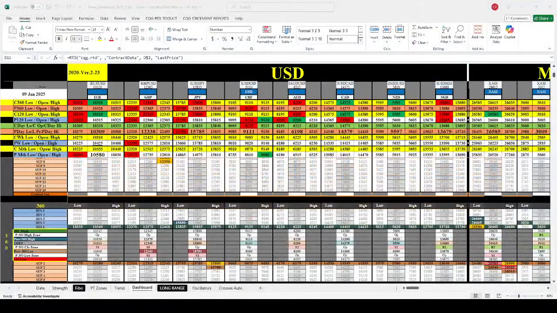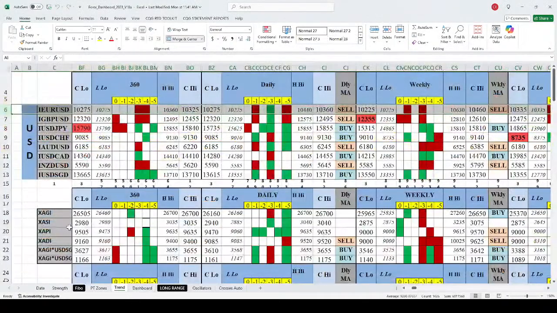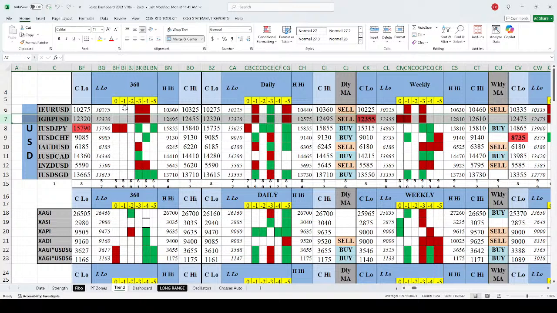Next we move on to the next currency. We are looking at pound. Pound trend on the 6 hours is flat with the downside bias. Daily is flat with the downside bias. Weekly is in a downtrend, which means pound is weaker than the euro because it is already in a downtrend on the weekly.